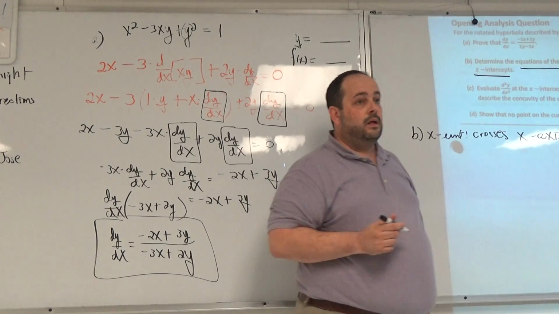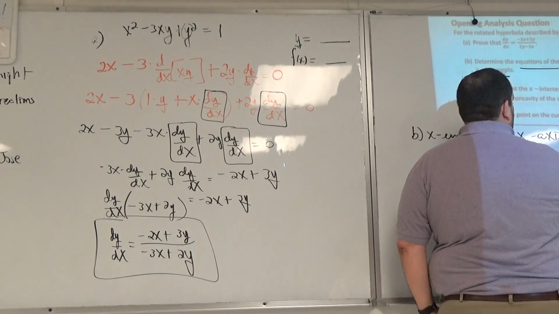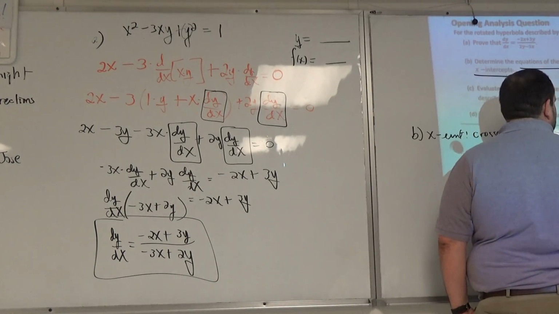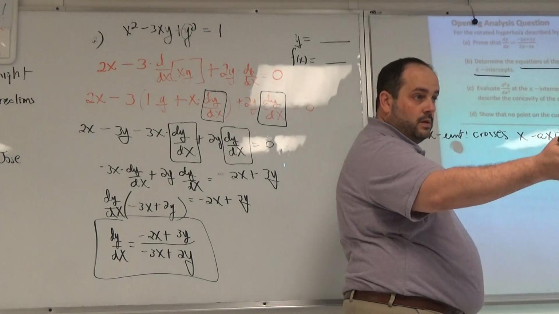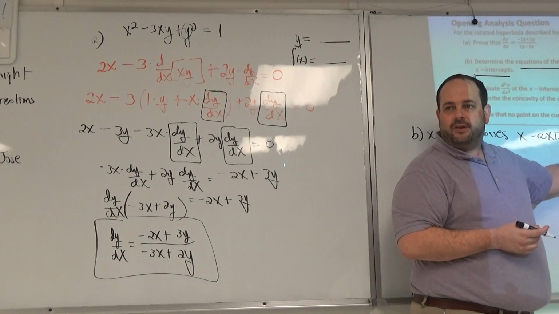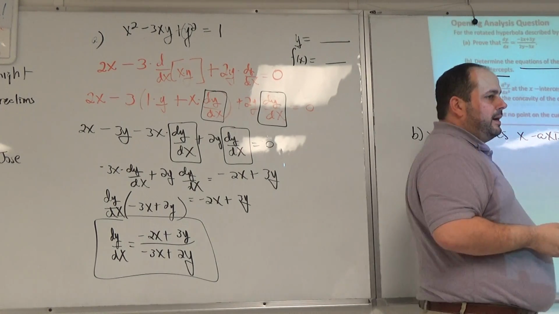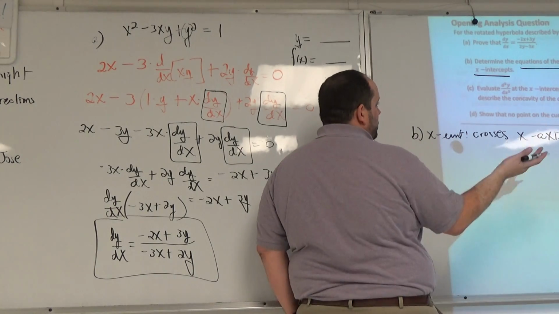So y has to be equal to 0 so that it crosses the x-axis. Right. All x-intercepts always have the form something comma 0. What you know is that the y value is equal to 0. Noemi, you okay with that? Okay. So let y equal 0.